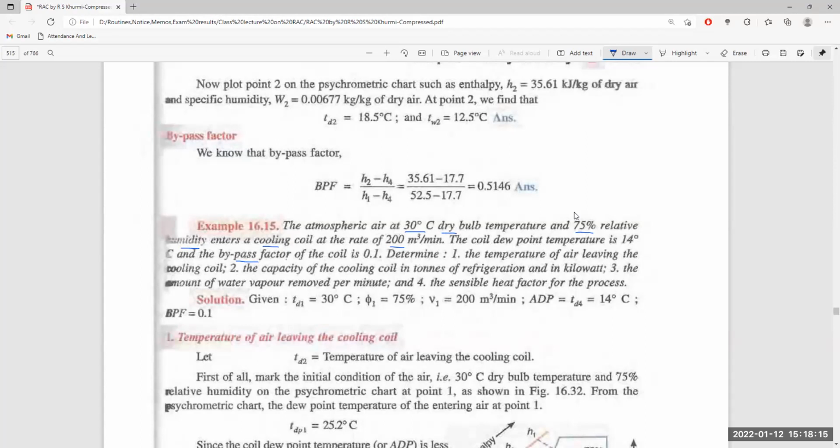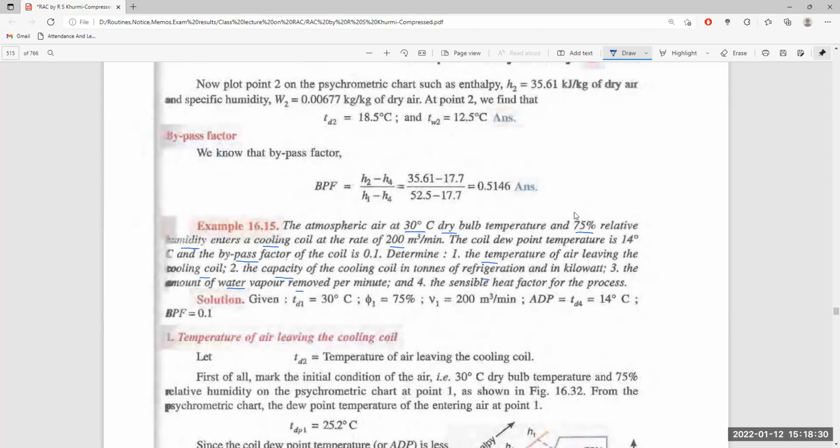So we are supposed to determine: one, the temperature of the air leaving the cooling coil; two, the capacity of the cooling coil in terms of refrigeration and in kilowatt; three, the amount of water vapor removed per minute; and four, the sensible heat factor for the process.